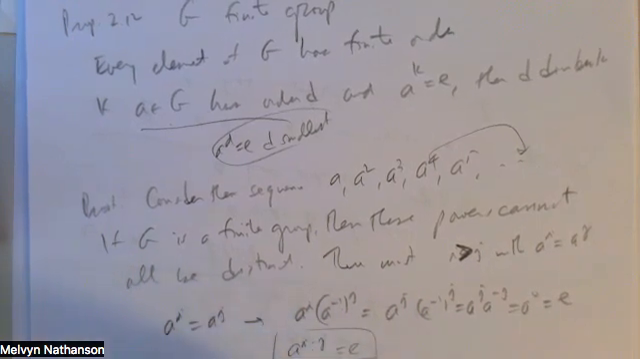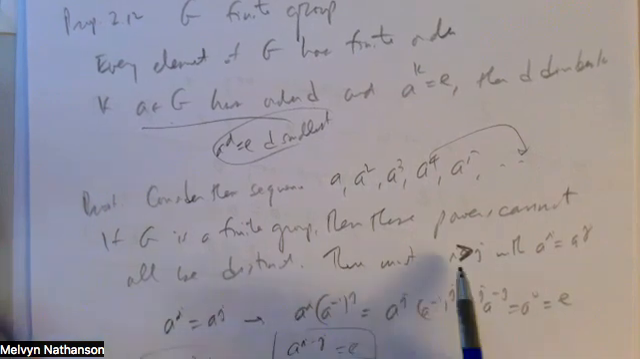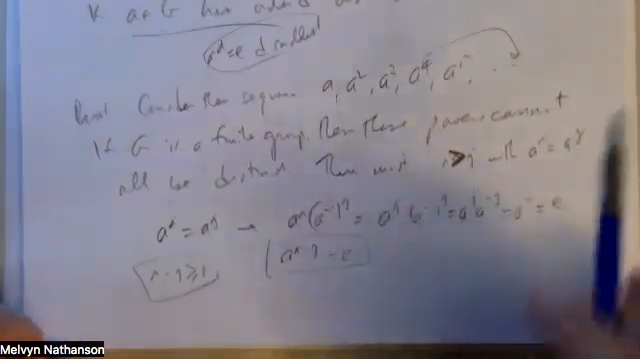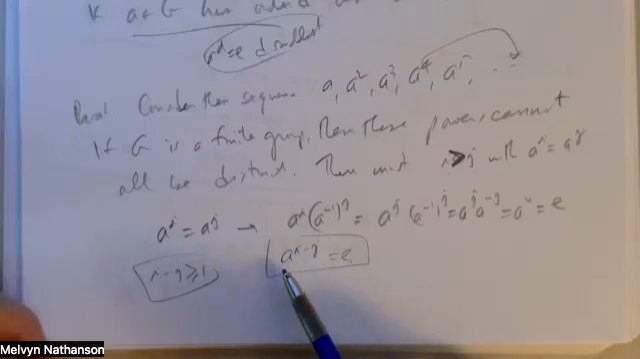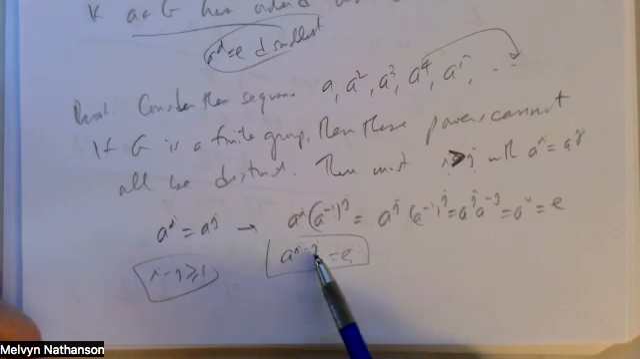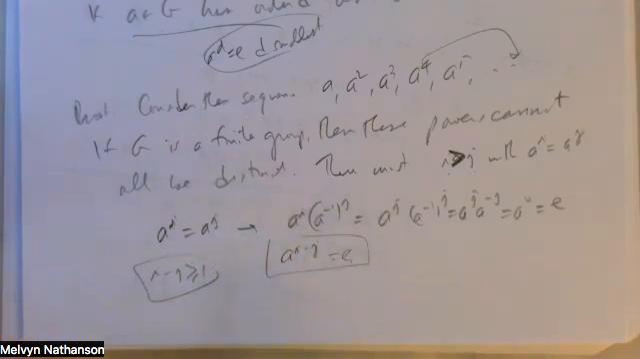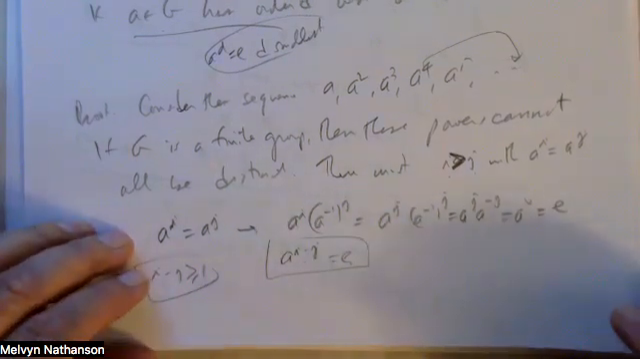So we have a positive integer, i minus j, is some positive integer because i was bigger than j. So a to this power is e. So there's some positive integer such that a to that positive integer is the identity. And there's a smallest such positive integer, and that's the order.